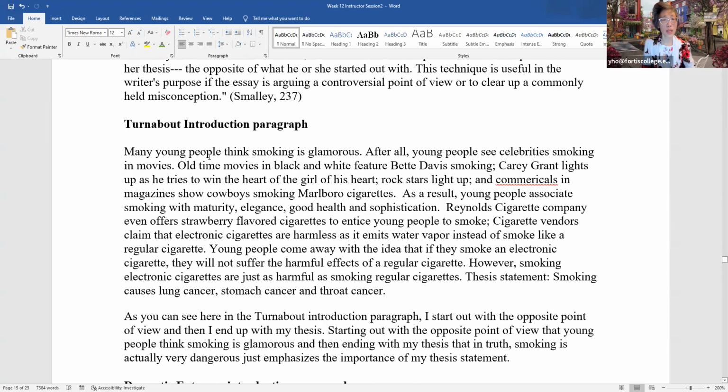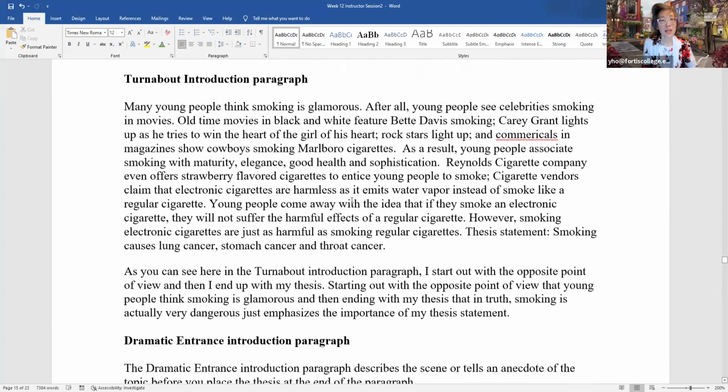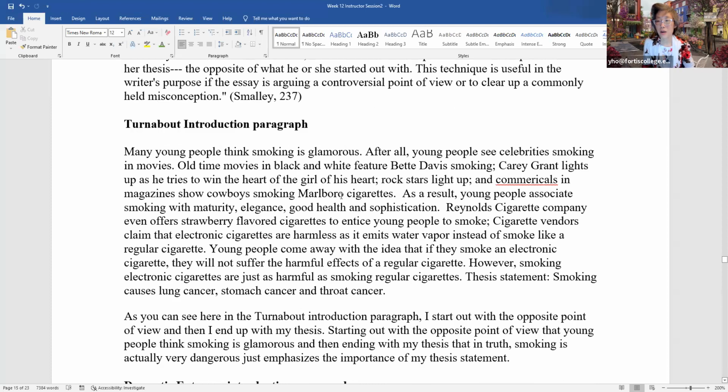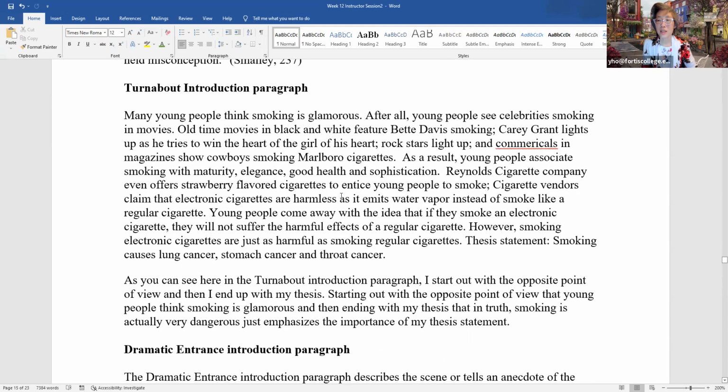This is an easy way in which you can incorporate the other side into your paper, making your paper balanced, fair, and objective, even though it sounds subjective. You actually did acknowledge the other side, okay? Then you rebut it. You could also have a rebuttal paragraph. I'll cover that later, okay? Does everybody understand a turnabout introduction paragraph? Yeah, okay. Any questions? No.